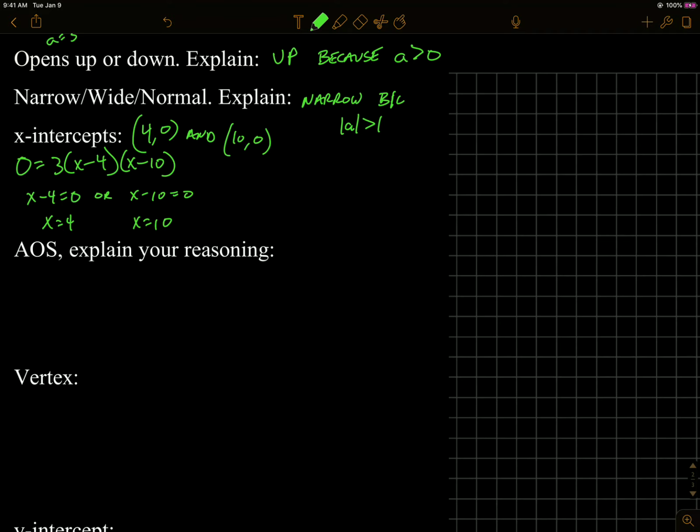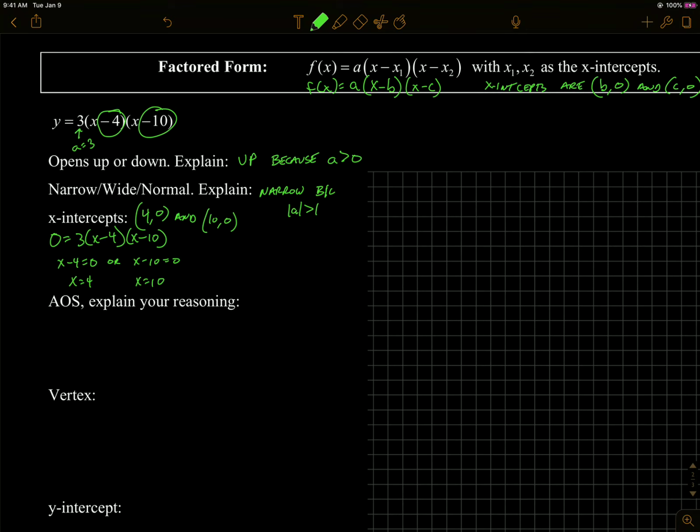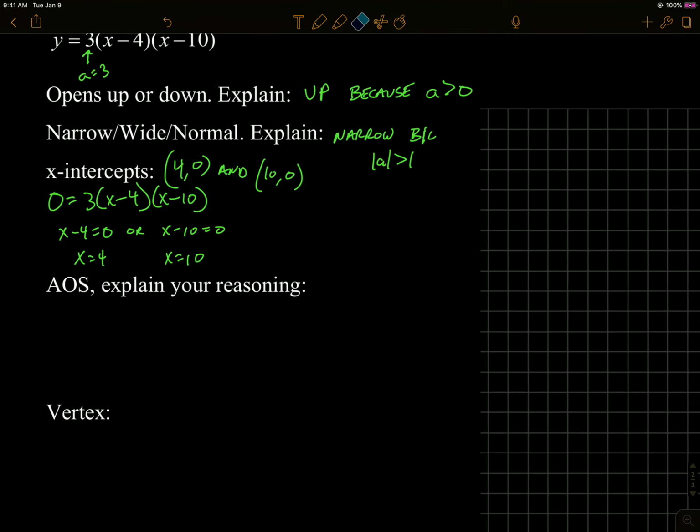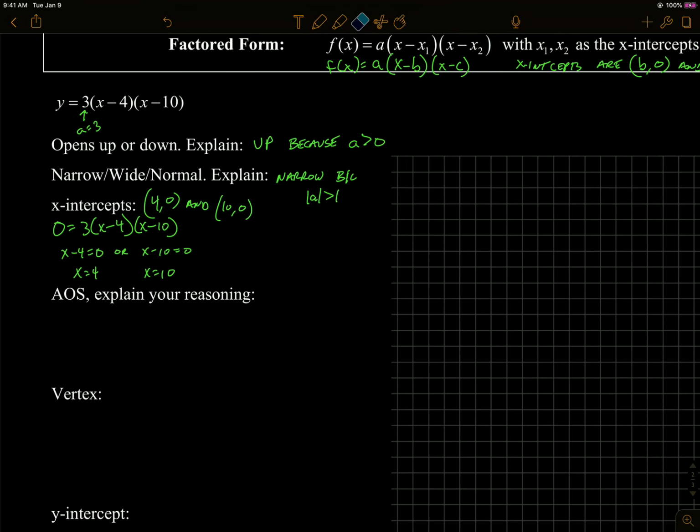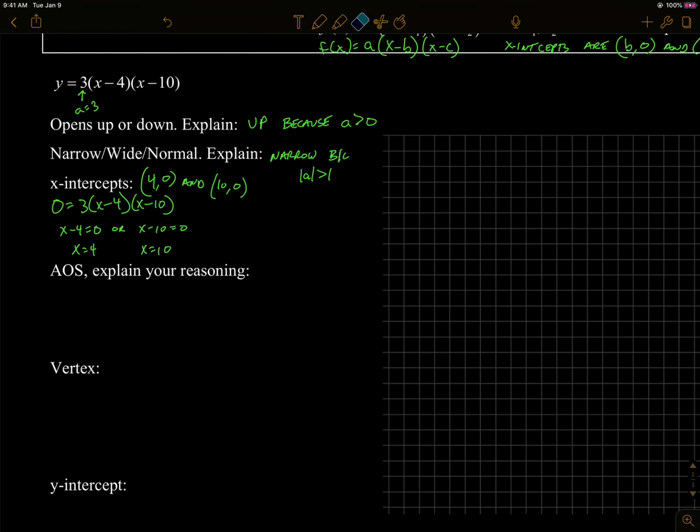The axis of symmetry. So here's the new one, because we do want to find the vertex if we're going to graph this thing. So whatever your x-intercepts are, (4, 0) and (10, 0), the axis of symmetry is always going to run through the middle of those, because these are symmetric points.